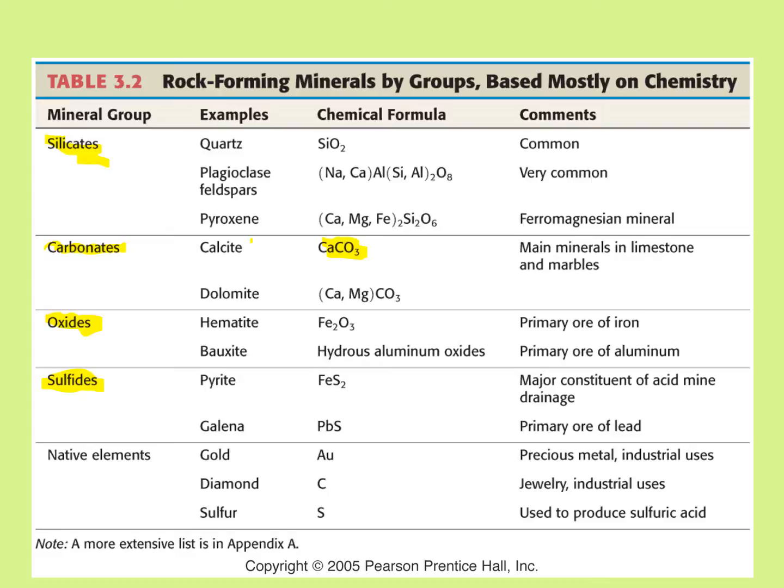The last category that we have is native elements, and these are fairly rare, but we know them for the special properties that they have when they occur. Some of the native elements that we have are gold and silver and diamond and sulfur.